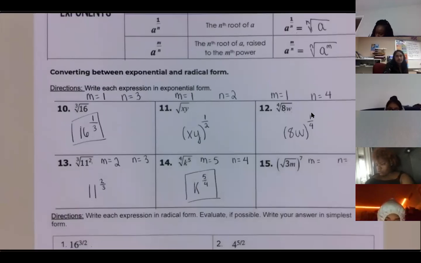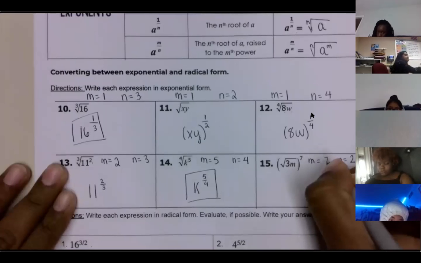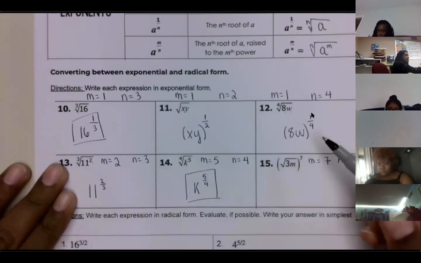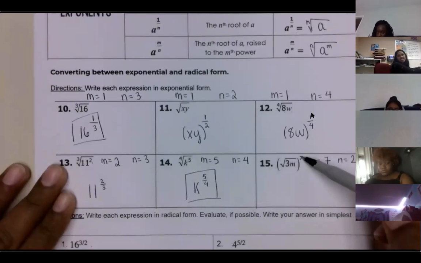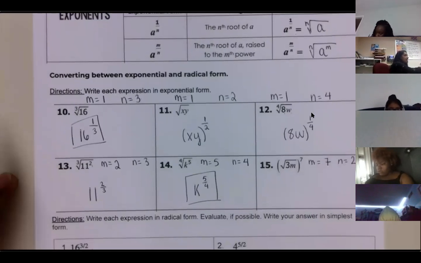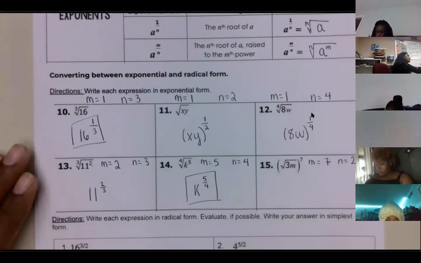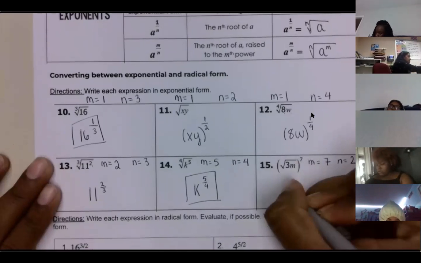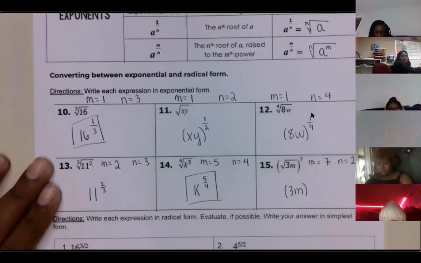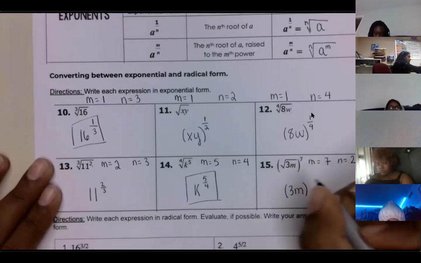Your n is 2, and then your m is 7. Yeah, it's a little different because it's all raised to the power of 7, but it's the same thing as if it was. Yep, good job. So you take the 3m, since it's a coefficient and a variable, put it in parentheses, and then it's m over n, so 7/2.